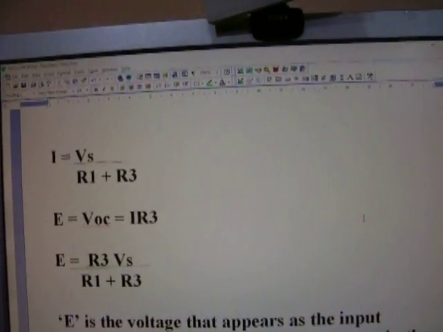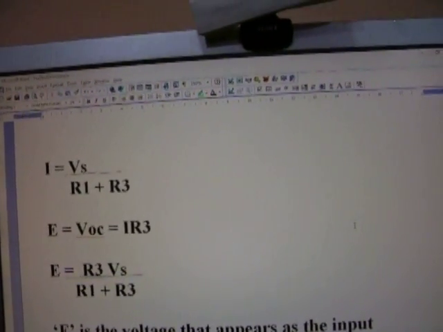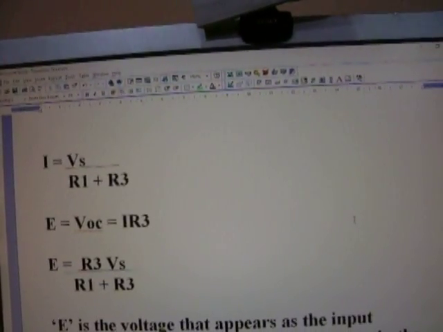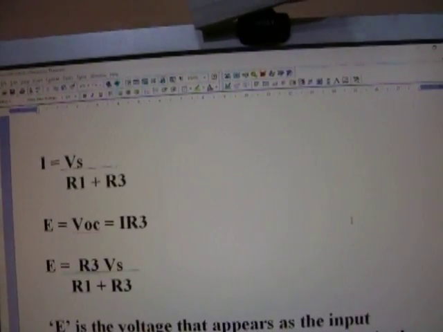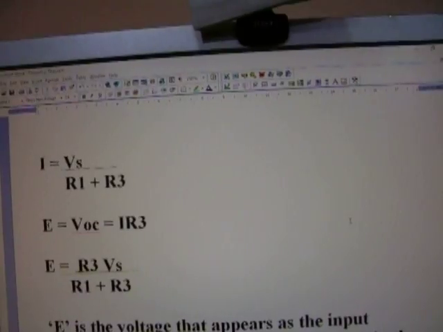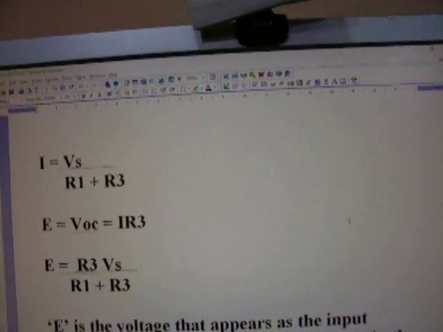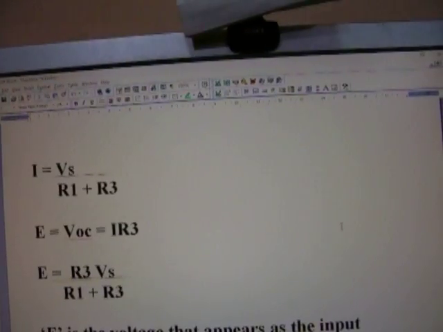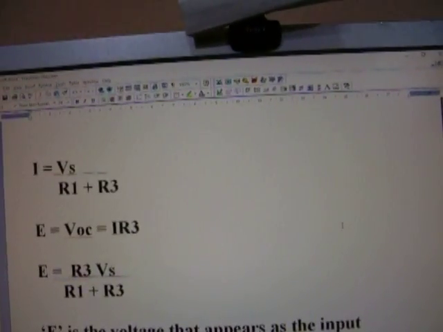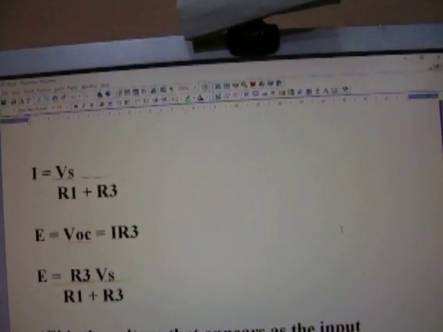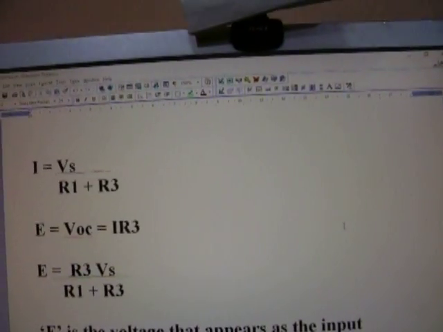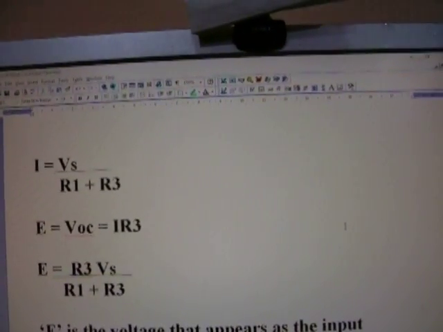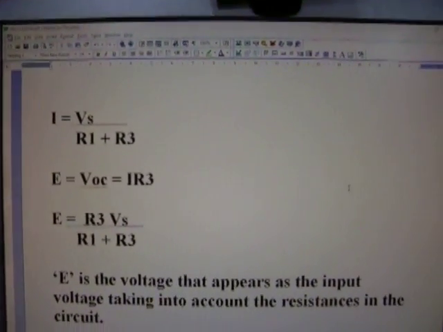Now I've gone on to do the calculations which should give us the results in regards to the voltages and the current that will be flowing in the circuit. So I equals Vs over R1 plus R3. E equals V open circuit, VOC means open circuit, equals I R3. E equals R3 times Vs over R1 plus R3.